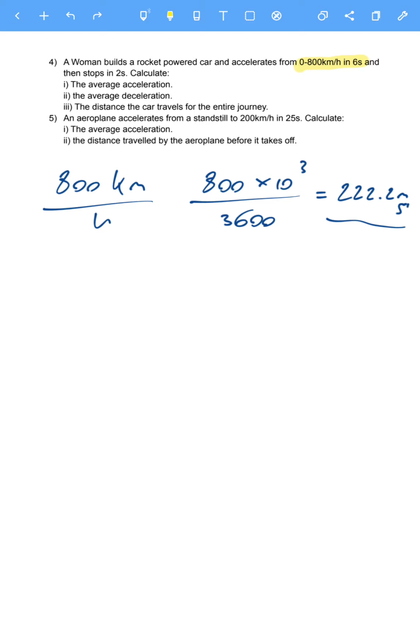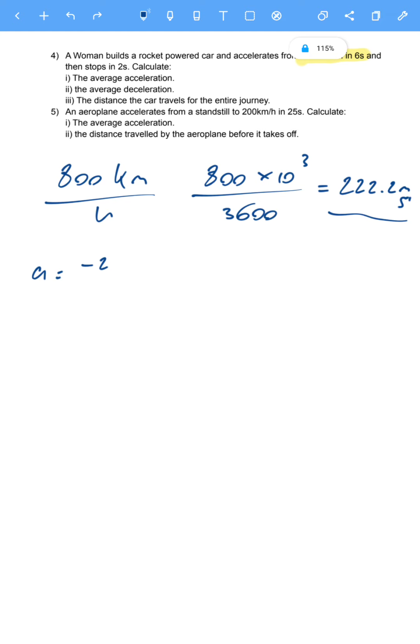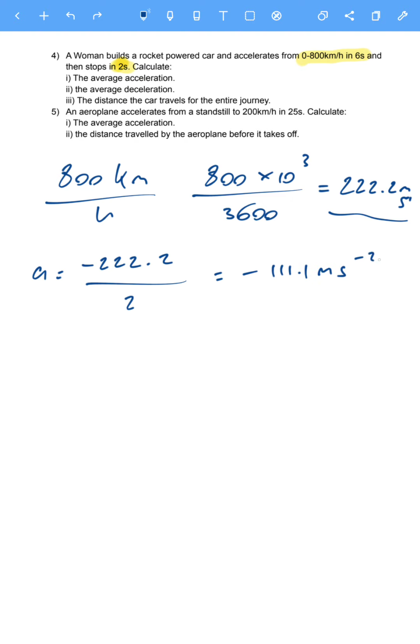Part 2 is looking for the average deceleration. So deceleration will be the change in velocity divided by the change in time. Now the change in velocity is from 800 down to 0, so that'd be minus 222.2 divided by the time taken for that change to occur, which in this instance is the 2 seconds. So that would give us minus 111.1 meters per second squared. Now obviously the negative just tells us that it's deceleration.